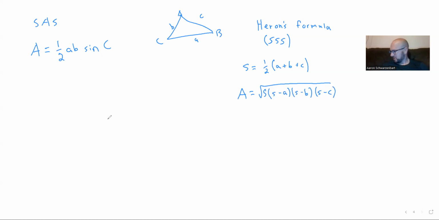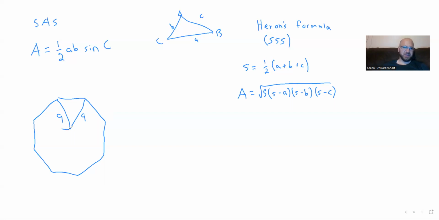So it says find the area of a regular octagon inscribed inside a circle of radius 9. So here I've got an octagon. The radius, if it's a circle, it's going to touch in these corners. So these are 9.